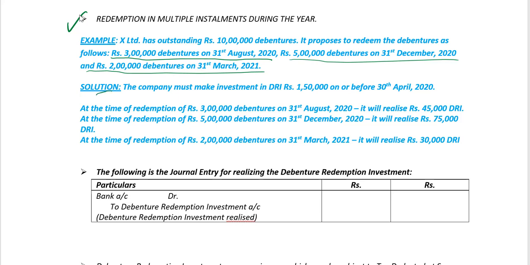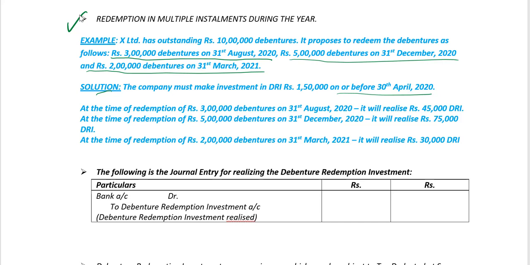Now the company must make an investment in DRI of rupees 1,50,000 on or before 30th April 2020. Because the total face value of debentures to be redeemed by 31st March 2021 is rupees 3 lakh plus another rupees 5 lakh plus another rupees 2 lakh. Total rupees 10 lakh and 15% of the same is rupees 1,50,000. This investment has to be made on or before 30th April 2020.